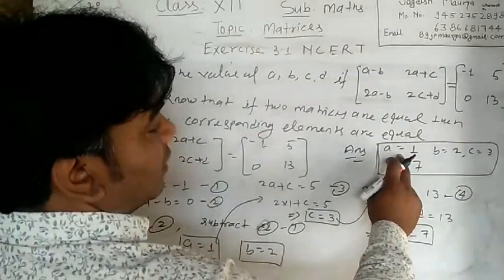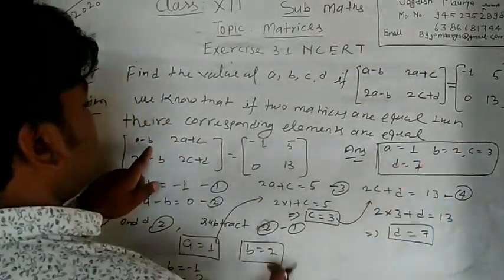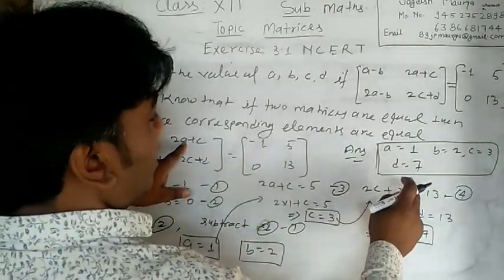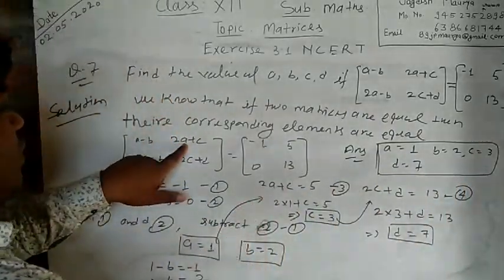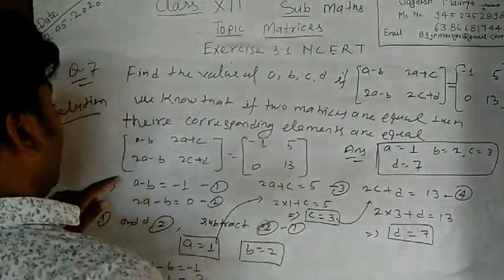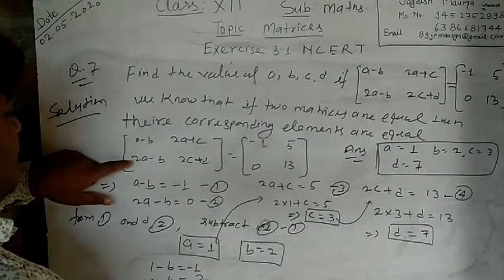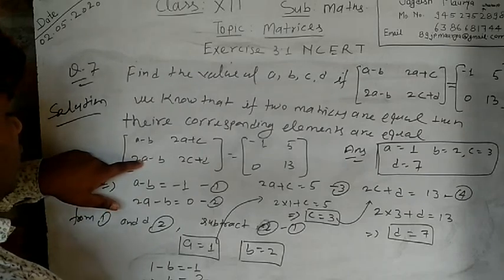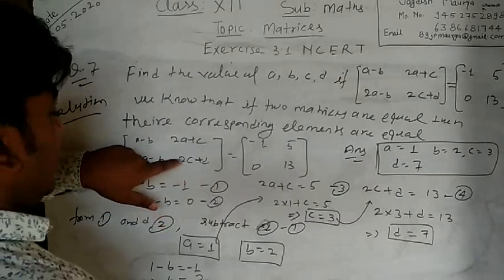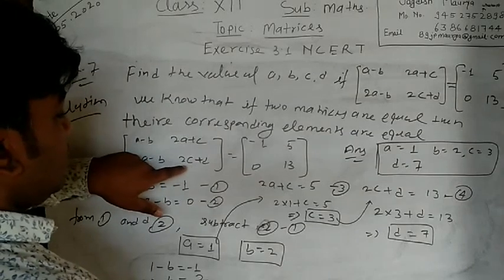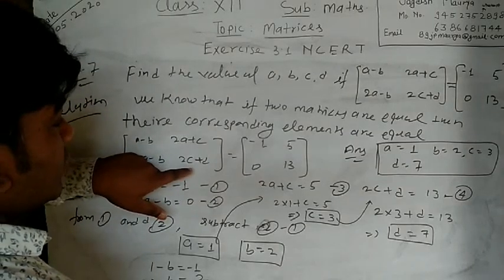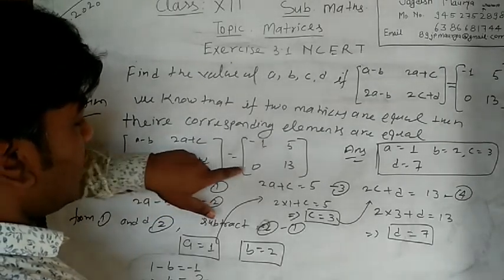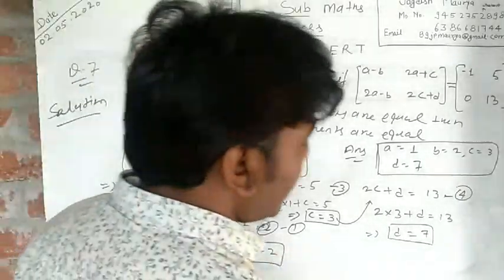Checking: a equal to 1, b equal to 2, 1 minus 2 is minus 1. a equal to 1 and c equal to 3, 2 into 1 is 2, 2 plus 3 is 5. 2a minus b, with a equal to 1 and b equal to 2, 2 into 1 is 2, 2 minus 2 is 0. Here c equal to 3, so 2 into 3 is 6, 6 plus 7 equal to 13. This answer is correct.